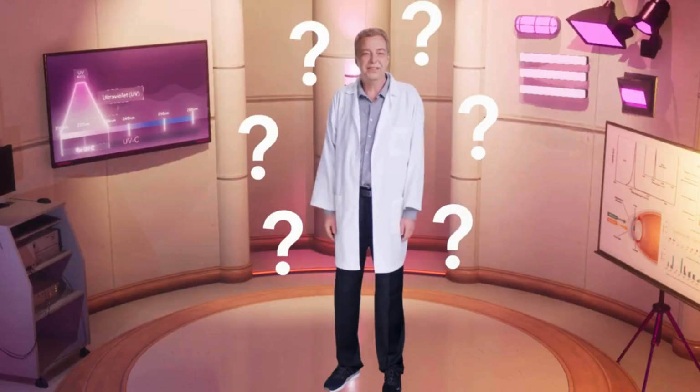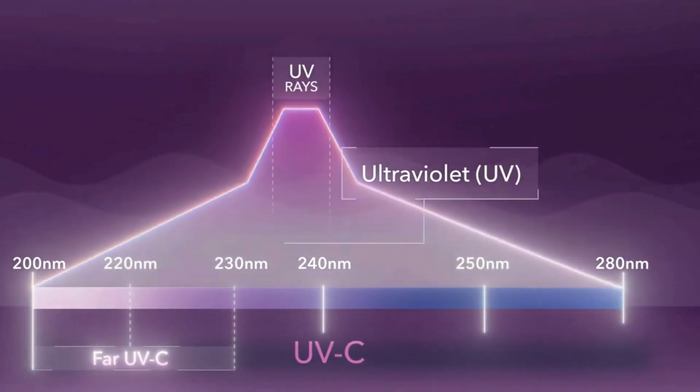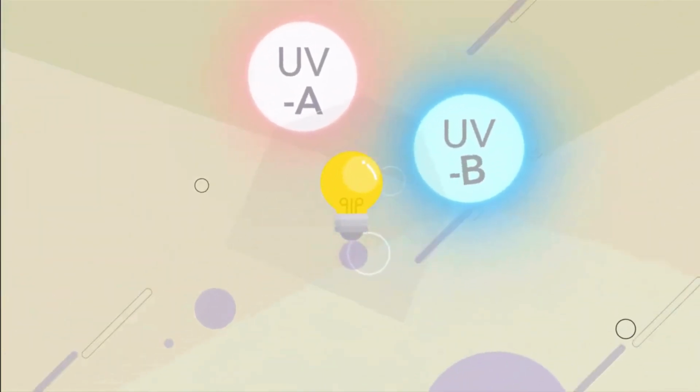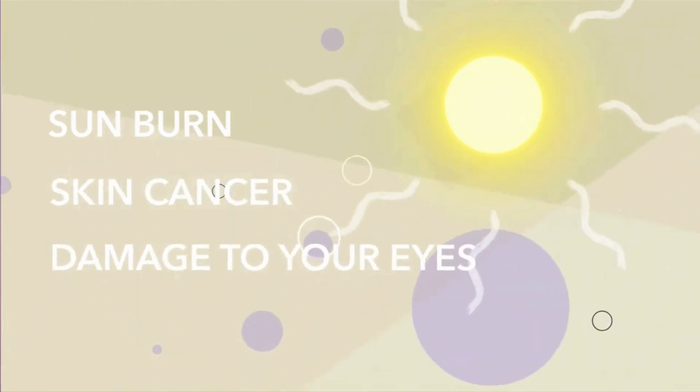So what is UV light? In simple terms, they are shorter wavelengths of light that we cannot see. The two UV light types most people are familiar with are UVA and UVB, which are part of sunlight and can cause sunburns, skin cancer, and damage to your eyes.